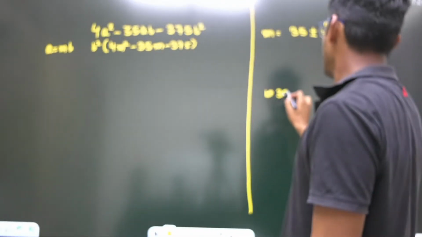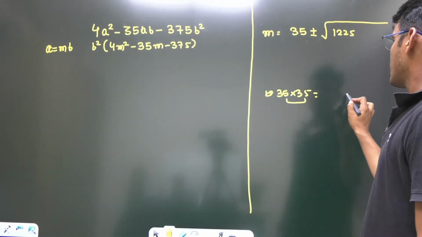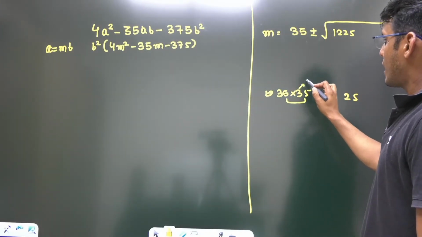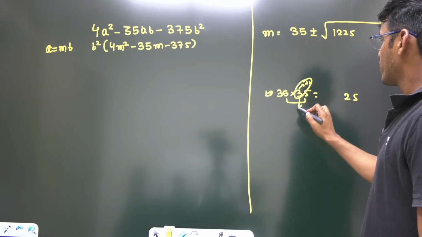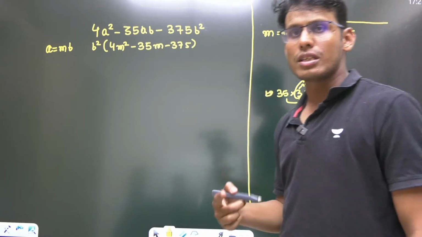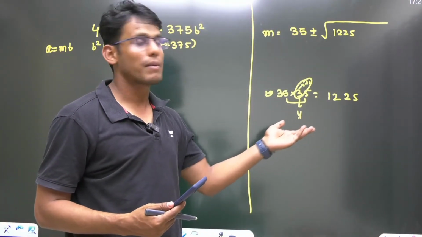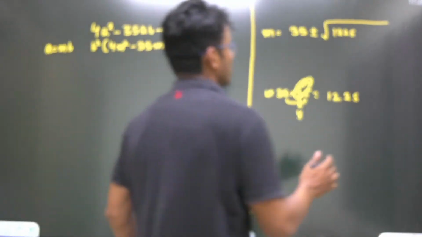How do I know it? Let me tell you, right? 35 into 35. There's a technique to it, right? 5 5s are 25. You just add 1 to the 3, it becomes 4. 4 times 3 is 12, right? So this is one way to go. I don't know, like it is Vedic math or something, but this is how it goes.